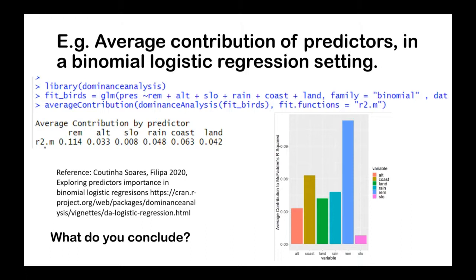So what do you conclude? Remoteness is pretty important. Slope doesn't seem to be important. And distance to the coast is quite important, and there's not too much distinguishing some of these middle variables.